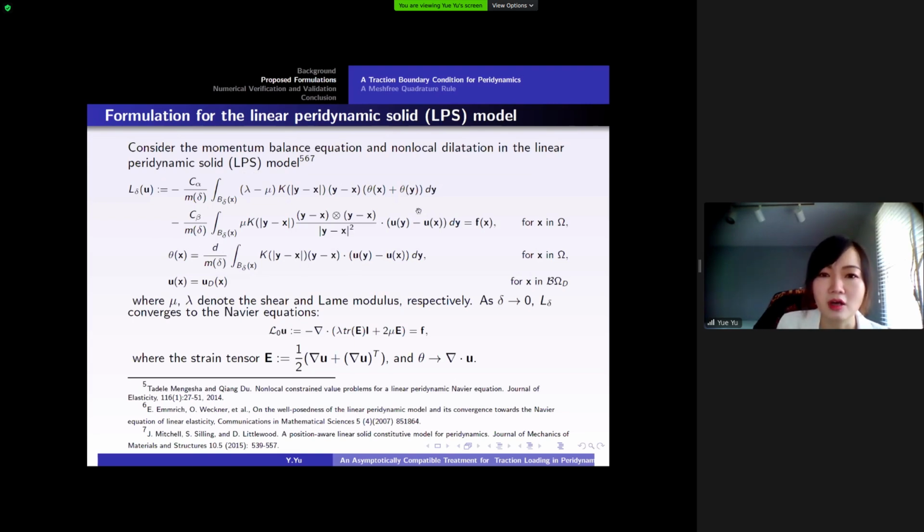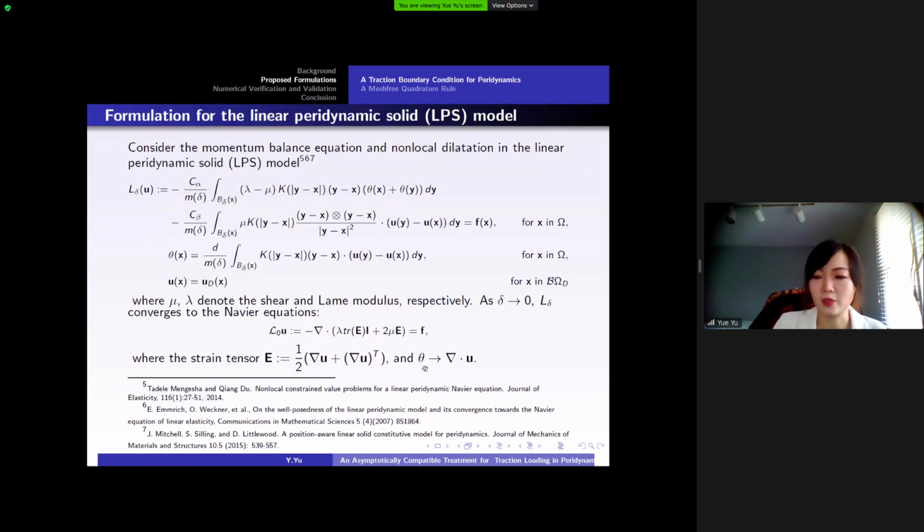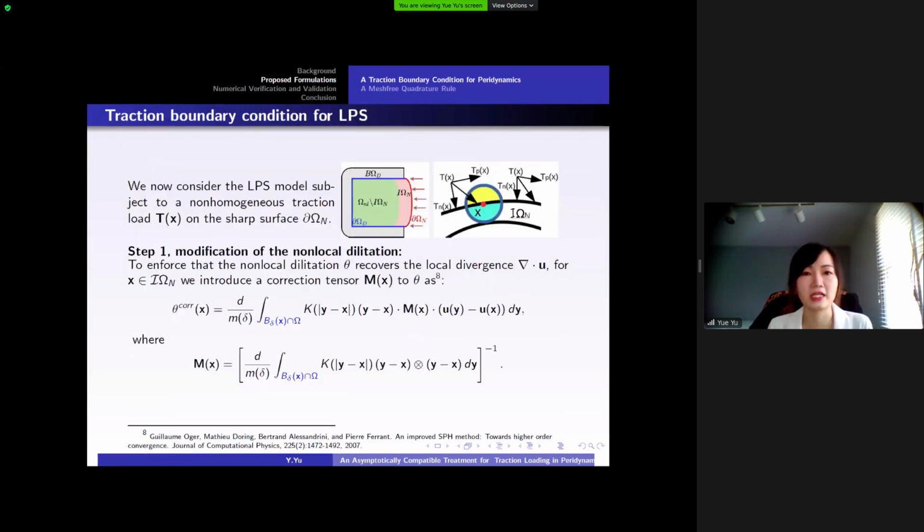Here we need to solve for the nonlocal displacement, which is U here, and the nonlocal dilatation, which we represent by theta. When the horizon size delta goes to zero, the LPS momentum balance equation is going to converge to the Navier equation, and the LPS model is consistent with the linear elastic model. And then the nonlocal dilatation is consistent with the divergence of the displacement, the local dilatation.